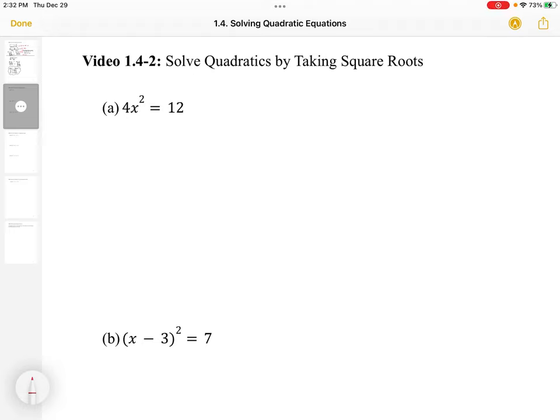In this video, we're going to solve quadratics by taking square roots. So the equations that we're going to be using square roots to solve are going to be in the form u squared is equal to d, where d is going to be greater than 0.